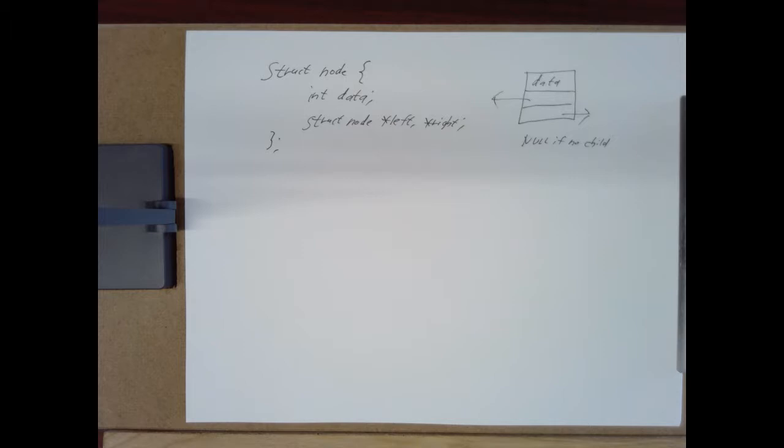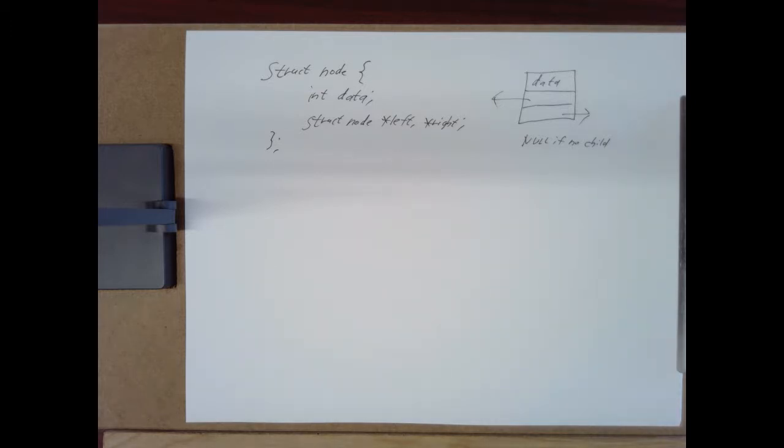We don't need a parent. And you can make trees where you also keep track of your parents, kind of like a doubly linked list. It can clean up some of your code. But let's stick with just pointing down the tree for now. But yeah, that's a definite option. All right, so that's our struct node.